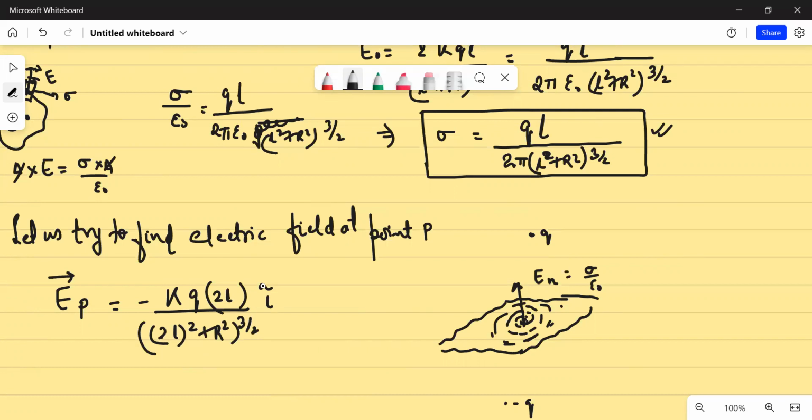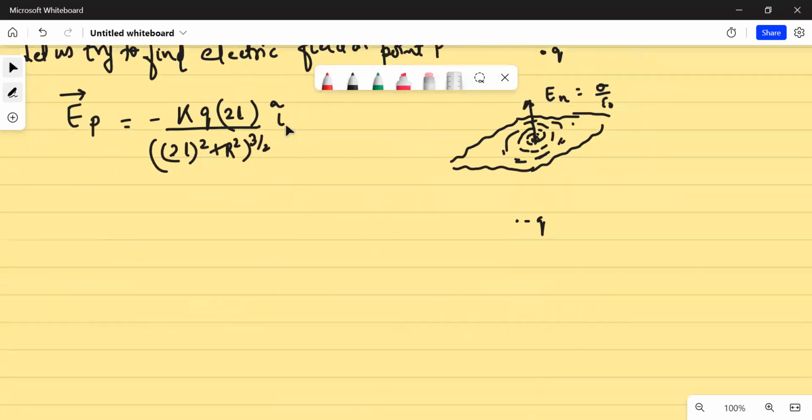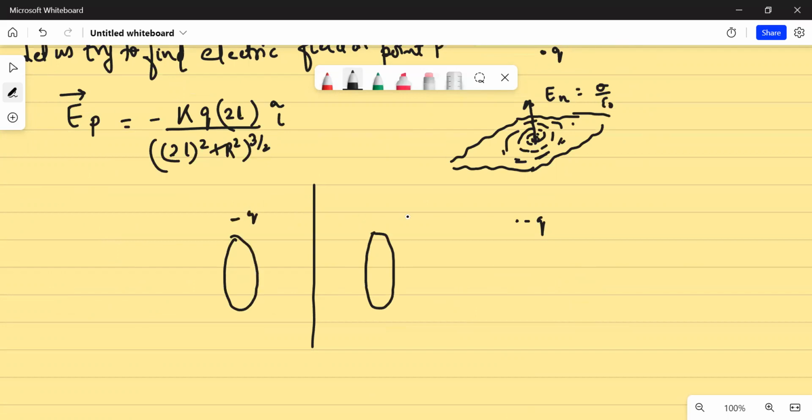Okay. And if I ask what would be the potential at point P, how should I find that? So what would be the potential at point P? I'll make this again. So this was your point P. This was your charge point.